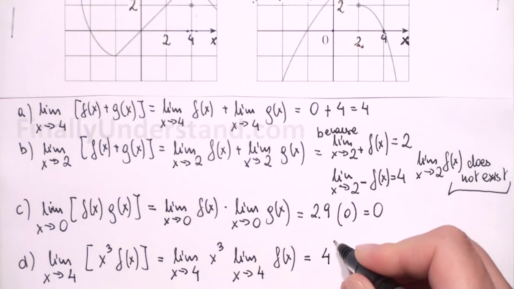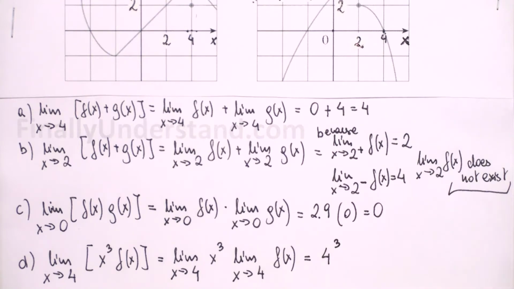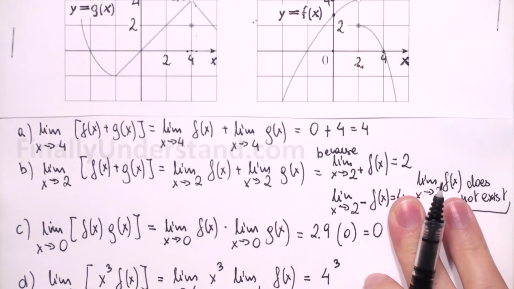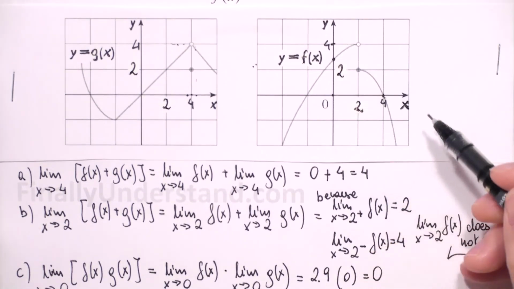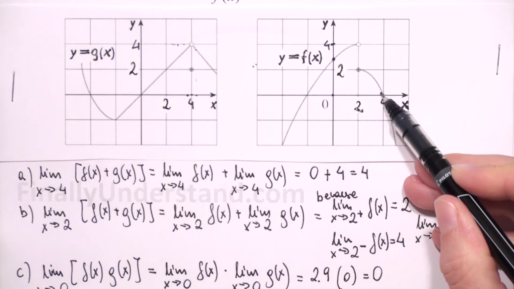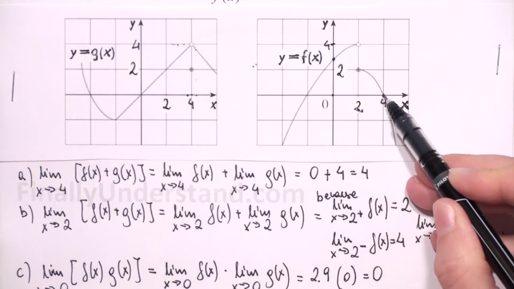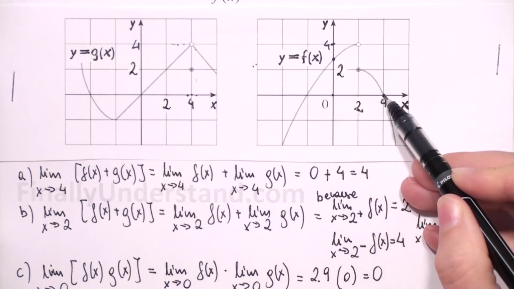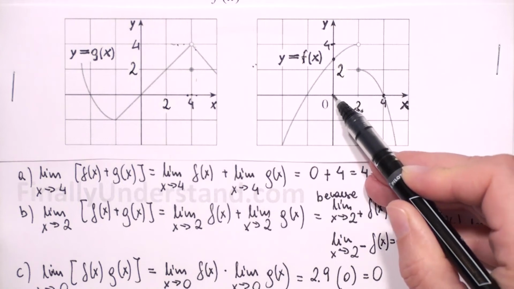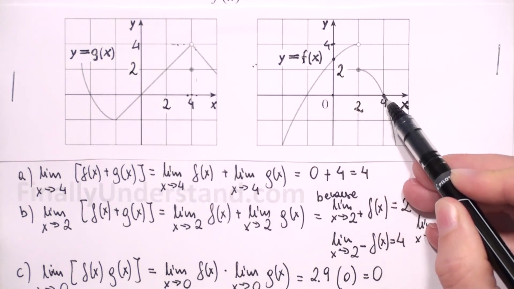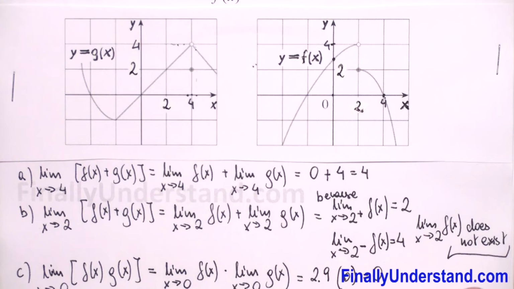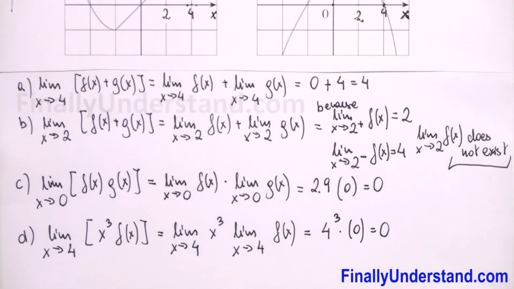So we have 4 to the third power times, and now we have to look at the graph of our f function. When x approaches 4, we see that the value of our function is going to 0 from the left side, and from the right side, very close to 4, the value is 0. We are going to 0. So we have times 0. So this is equal to 0.